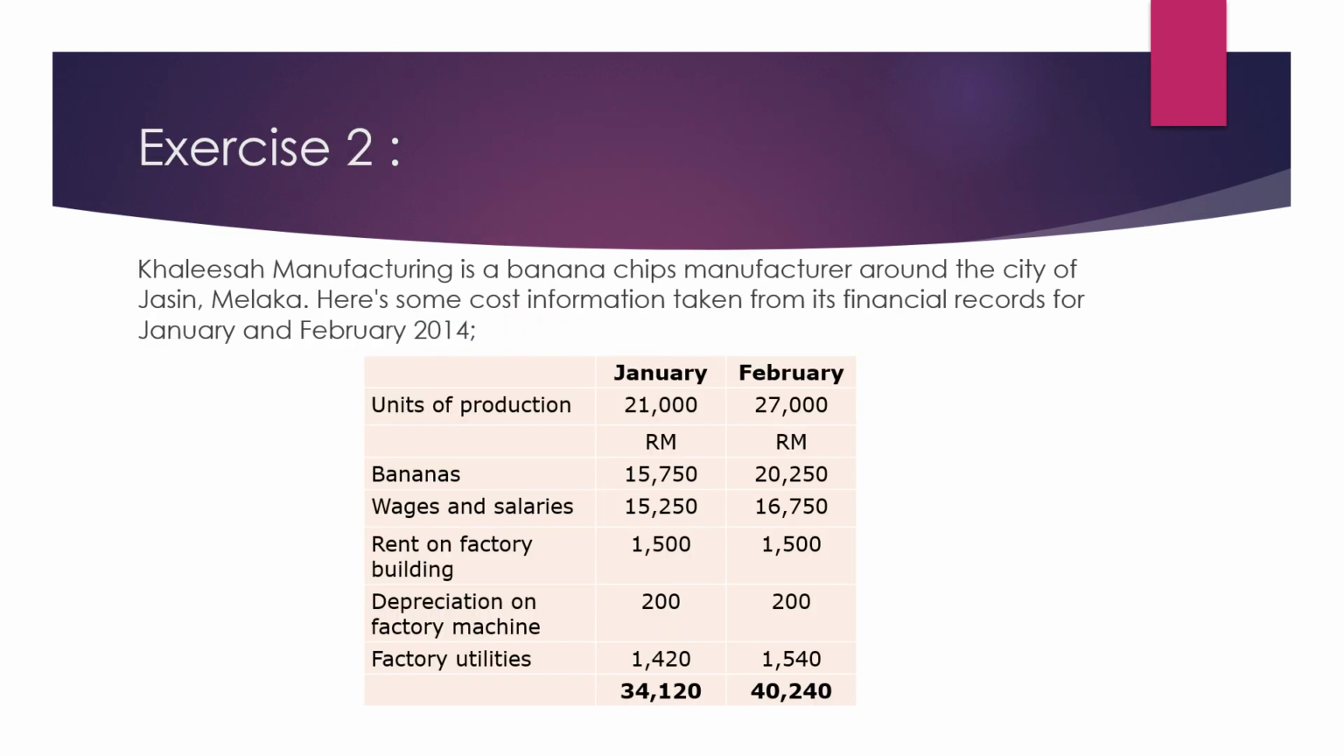For your improvement, you can do this exercise. Kalisha Manufacturing is a banana chip manufacturer around the city of Jasin, Melaka. Here is some cost information taken from its financial records for January and February 2014. The units to be produced are 21,000 and 27,000. These are the activities. And the costs are bananas, wages, rent, depreciation on factory machine, and factory utilities.